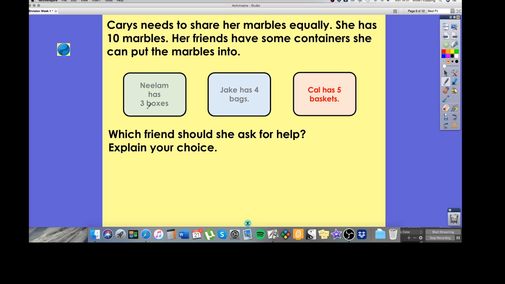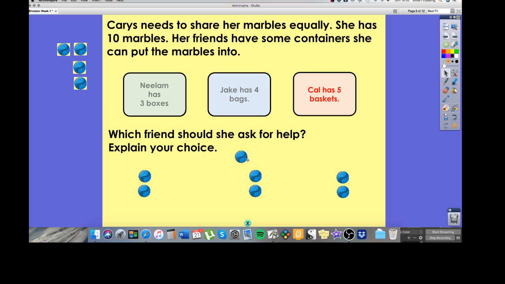So we're going to start with Neelam. So we need 10, and you're going to need it at home. You're going to need 10 objects. So let me get my 10. 1, 2, 3, 4, 5. And let's just do them here. 1, 2, 3, 4, 5, 6, 7, 8, 9, 10. Okay, there's my 10 marbles. We're going to see if we can put them into 3 boxes. So 1 group, 2 groups, 3 groups. There's my 3 boxes. Okay, and I'm going to keep doing this until I run out of marbles.